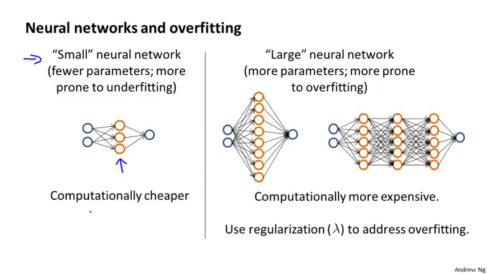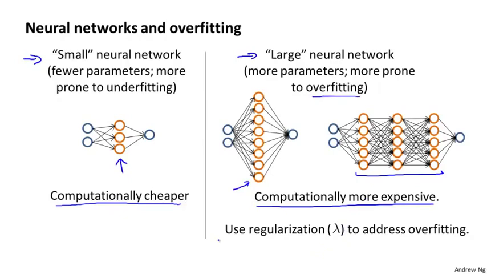The main advantage of these small neural networks is that they're computationally cheaper. An alternative would be to fit a relatively large neural network with either more hidden units in one layer, or with more hidden layers. These neural networks tend to have more parameters and therefore be more prone to overfitting. One disadvantage, often not a major one, but something to think about, is that if you have a large number of neurons in a neural network, then it can be more computationally expensive, although within reason, this is often not a huge problem. The main potential problem of these much larger neural networks is that they could be more prone to overfitting.